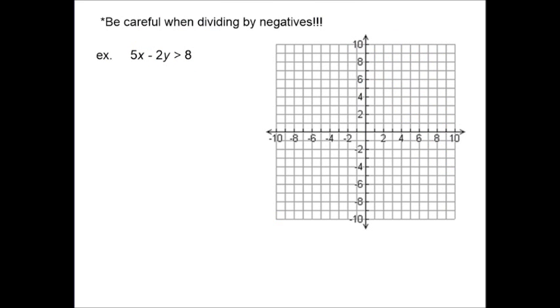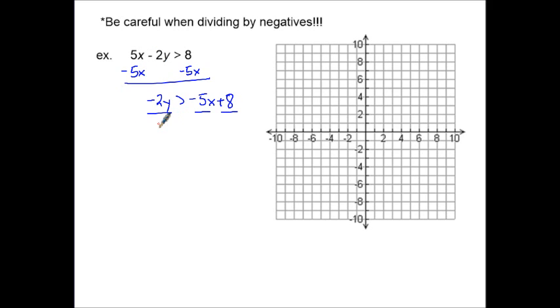Alright, now as it says here, be careful when dividing by negatives. Remember there's some fancy rule about negatives and inequalities. So as I start doing this one, I subtract my 5x from both sides. Nothing weird about subtracting ever. But I've got negative 2y greater than negative 5x plus 8. But now I'm dividing by a negative 2.